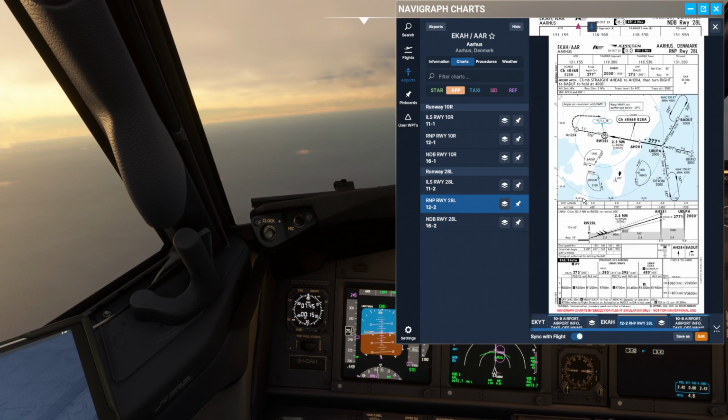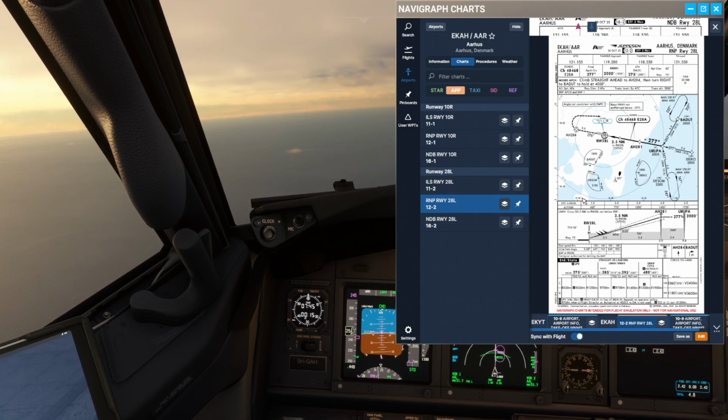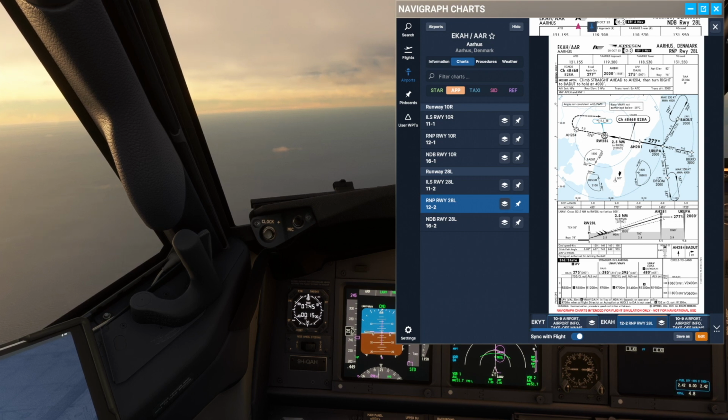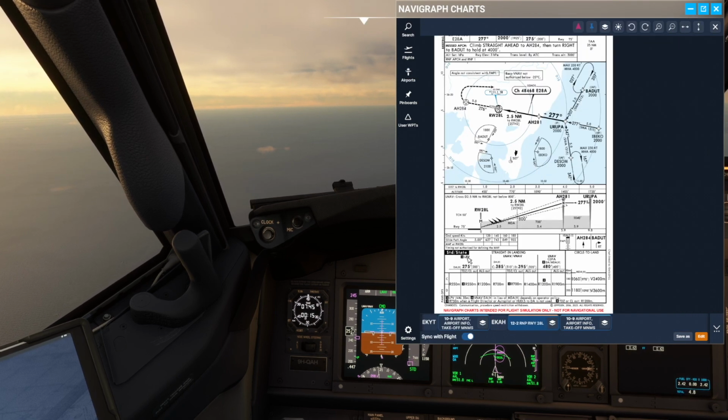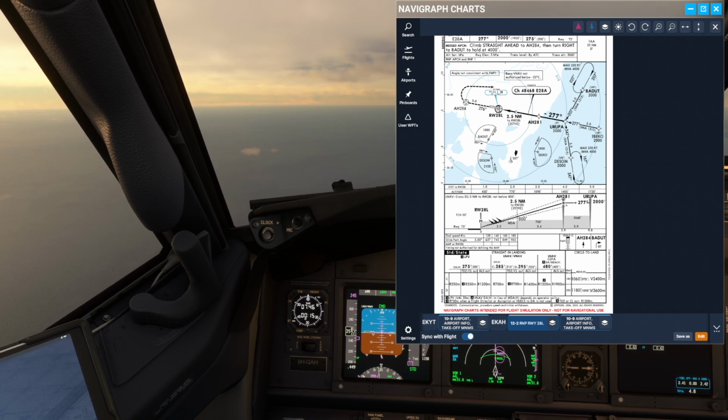Now, RNP approaches used to be classified as non-precision approaches all around. But correct me if I'm wrong, I believe that now EASA has approved RNP approaches with LPV minima to be considered and flown as precision approaches. Does that change anything for us? Not at all. It only changes the minimums. Now, the 737 that I fly is not LPV approved. We cannot fly LPV. What we can fly is LNAV VNAV minima.